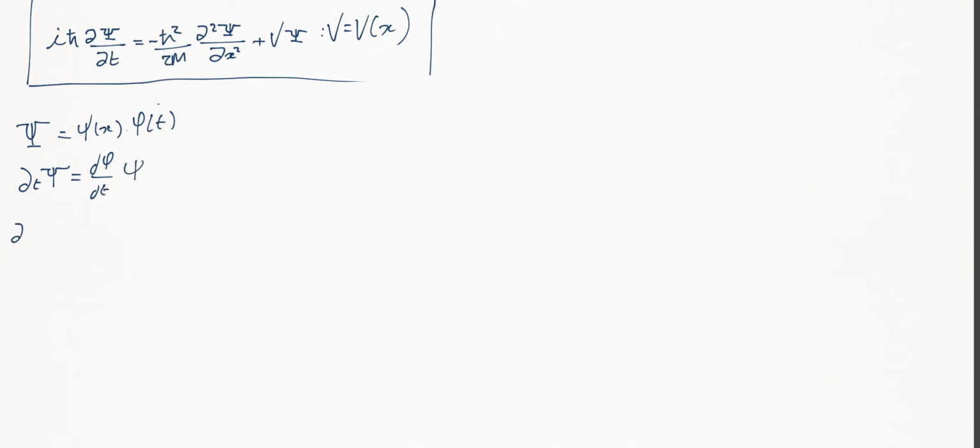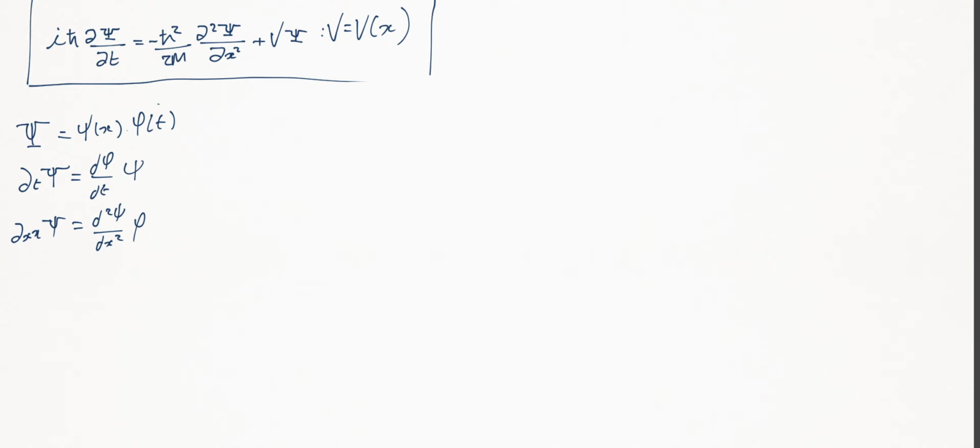And equivalently, if we do the second position derivative of psi, we'll get the second derivative of psi in terms of x times phi. So now that we have this, we can just plug this into our Schrodinger's equation, which will be much easier to solve since it's actually total derivative, not partial. So if we plug this into the equation, then rearrange, we get the following.